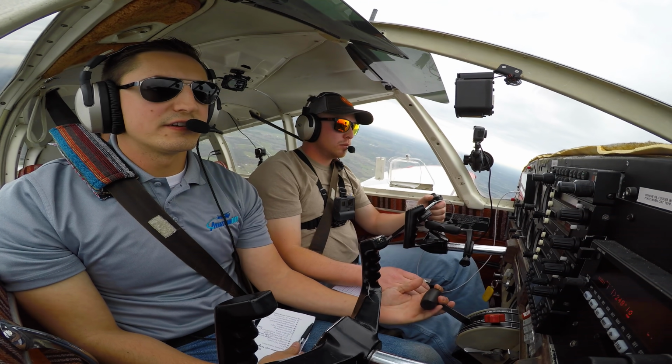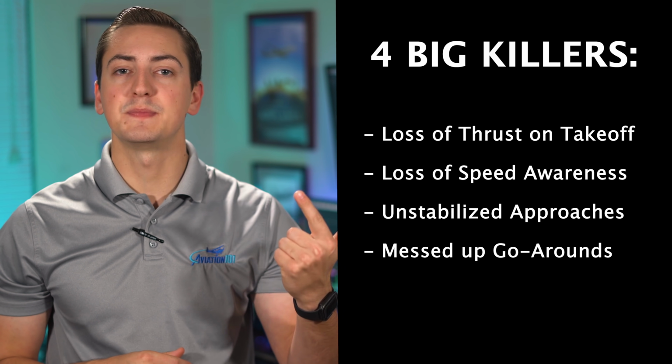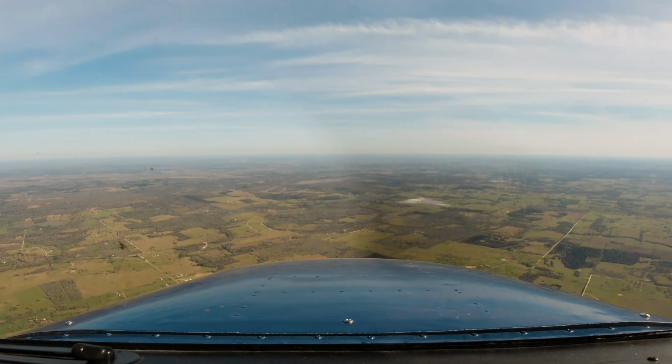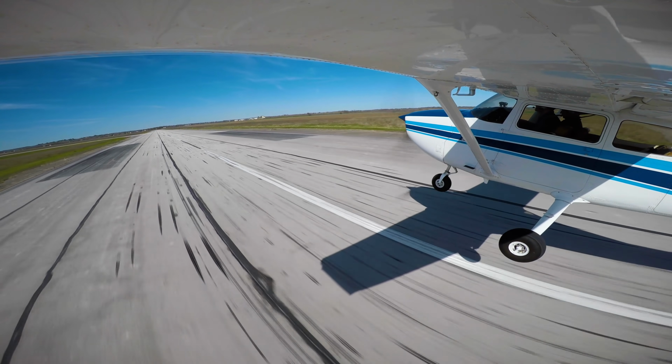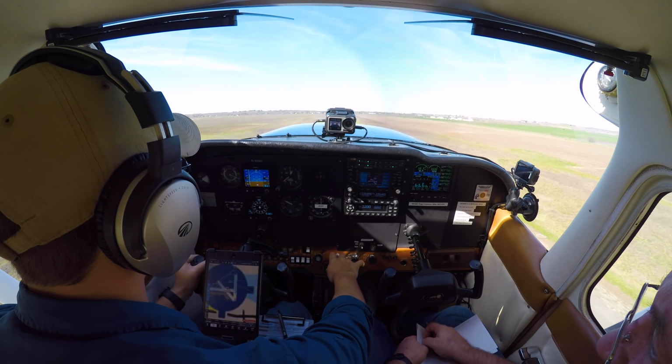In this video, we're talking about 4 scenarios that collectively account for the largest number of fatal accidents in general aviation: loss of thrust on takeoff, loss of speed awareness, unstabilized approaches, and messed up go-arounds. All of these have one major thing in common: loss of control. Let's define each of these. Loss of thrust on takeoff is exactly what it sounds like. Some sort of power plant failure, whether it's partial or total, single or twin, anytime right after takeoff. This scenario is often fatal because the pilot just isn't ready for it, and it usually results in a rapid decay of speed, leading to a loss of control because the pilot didn't act fast enough.